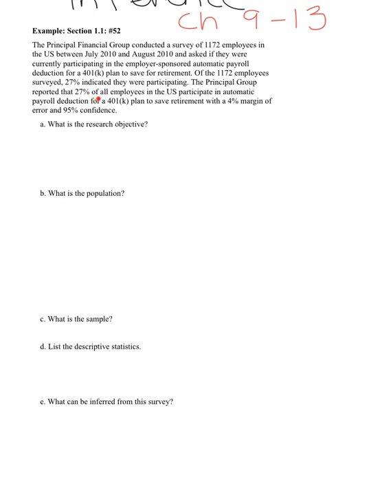So they reported that 20% of all employees in the U.S. participated in the automatic payroll deduction for the 401k plan to save for retirement, with a 4% margin of error and a 95% confidence. Okay, so what is the research objective? They want to know, and I'll just summarize this, you can see it right here: these employees in the U.S. between July 2010 and August 2010 that were participating in the employer-sponsored automatic payroll deduction for a 401k plan to save for retirement. That is a long sentence.